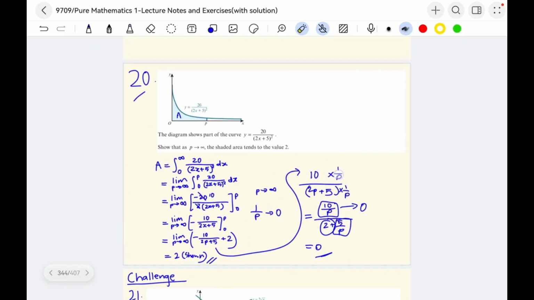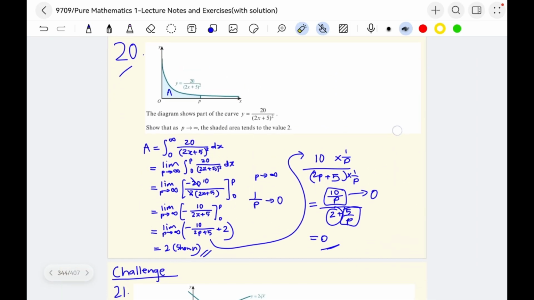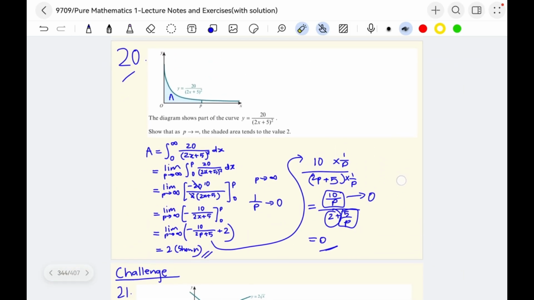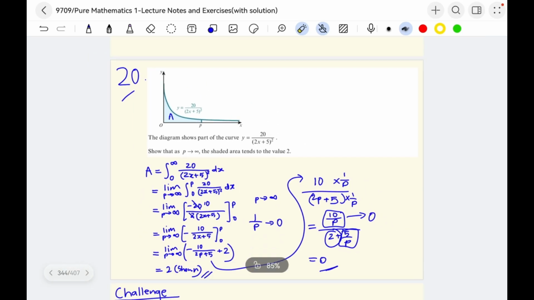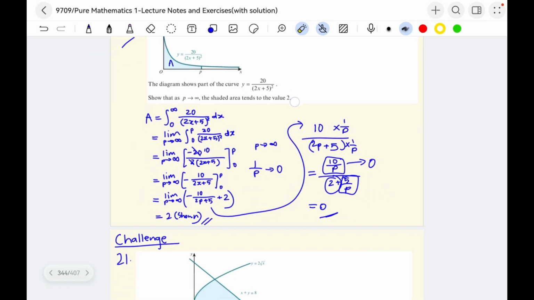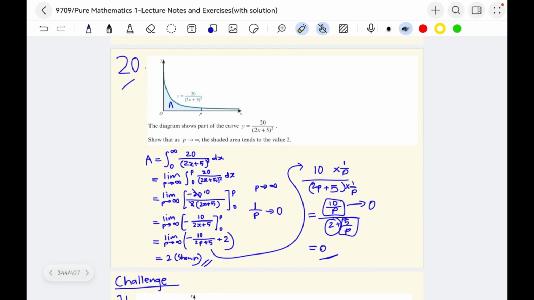Alright? So I believe, not believe, because this question is made by me, this question will be the last question of the course book questions before the challenge segment. So yeah, let's move on to the next question.